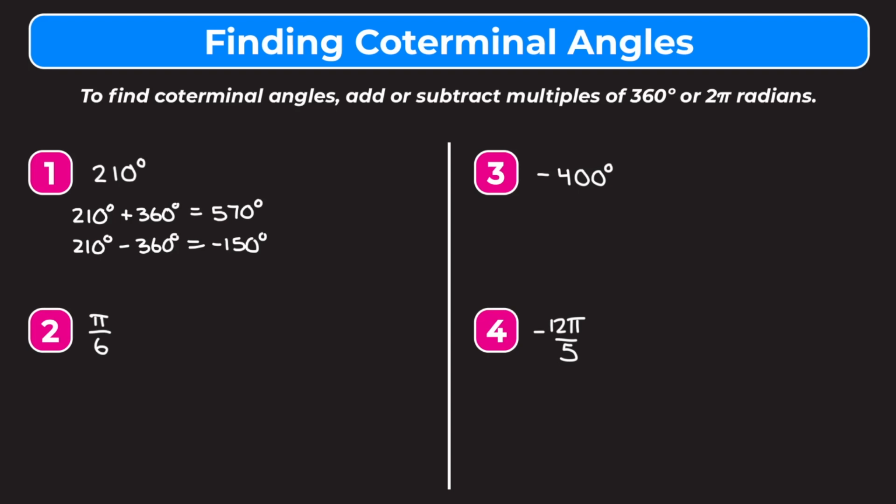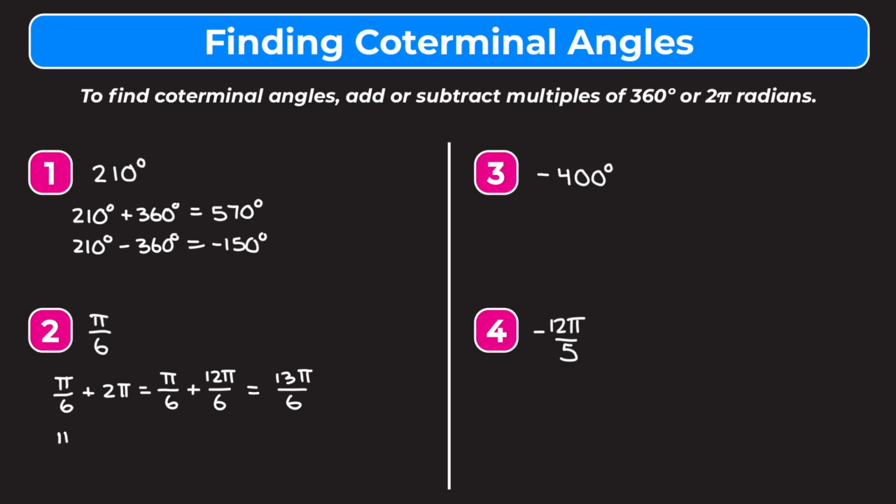Now if we take a look at example 2, we have pi over 6. We're in radians, so we're going to have to add or subtract 2 pi to our given angle. So pi over 6 plus 2 pi, and now we need to make a common denominator to add these. I'm going to keep pi over 6 as is, and I need to change 2 pi to have a denominator of 6. So I'm going to multiply it by 6 on the top and bottom, so I'm going to get 12 pi over 6. Now I'm going to add the numerators, so pi plus 12 pi is 13 pi. Keep the denominator as is, so we get 13 pi over 6.